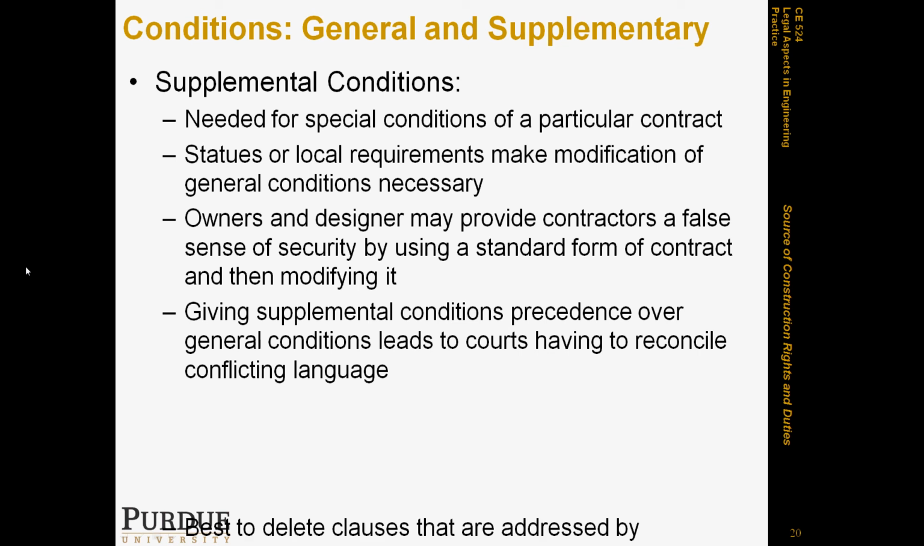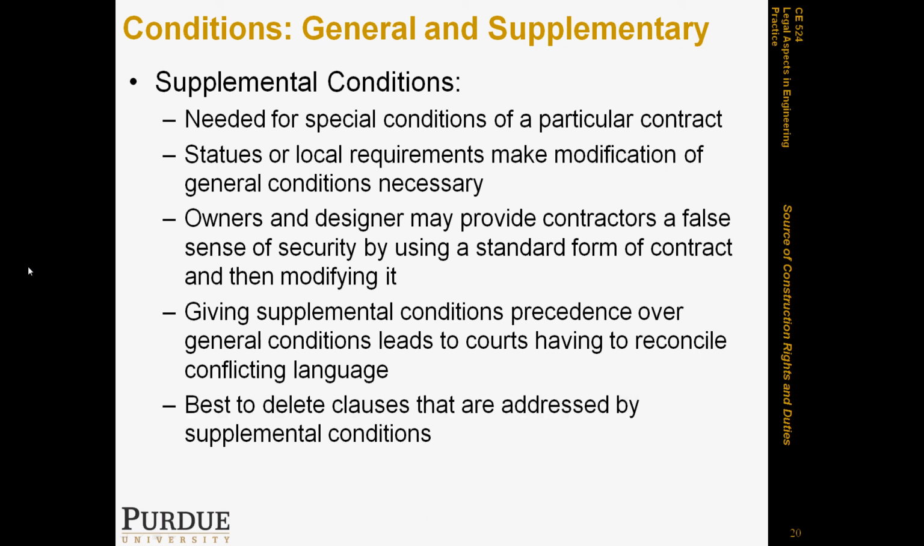The best advice that many lawyers give is that you should just delete the clauses that are addressed by supplemental conditions from the general conditions. So if you have access to the soft copy, go ahead and delete those, in order to avoid duplication, or an article that will be present in both, and the question of reconciling any differences that they may have. That will be avoided by having the writing in a single location, either in the supplemental conditions or in the general conditions.